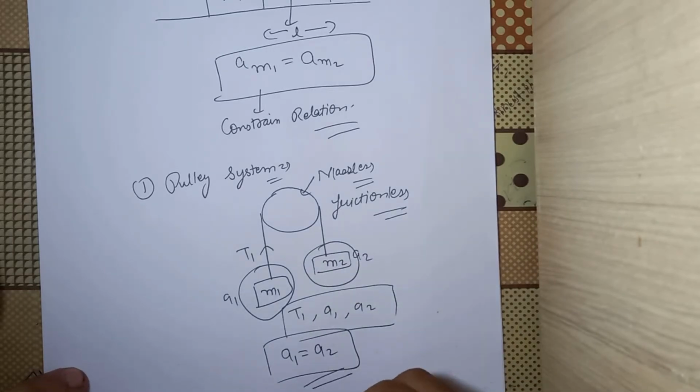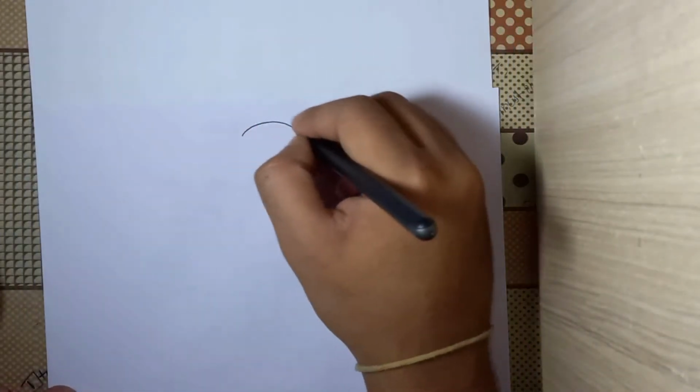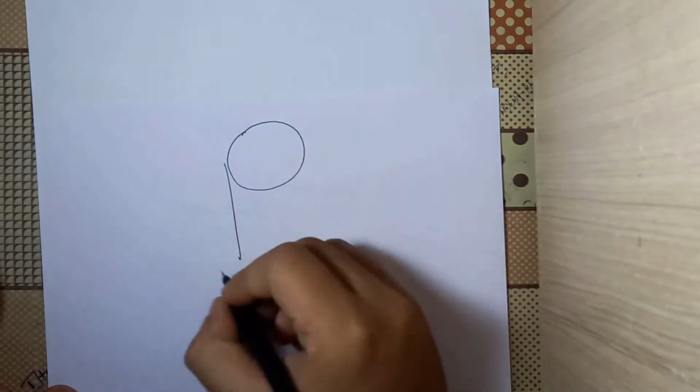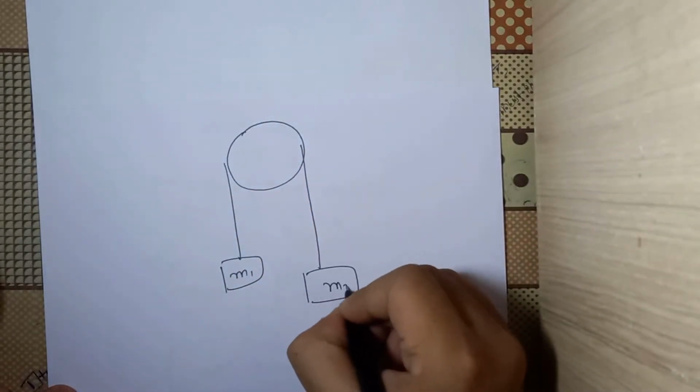So let us derive this fact first. Okay, let us derive this fact. Let us not believe in it. First of all, let us derive this fact. So let's say that we have a pulley, and this pulley has a mass m1, and here we have mass m2.